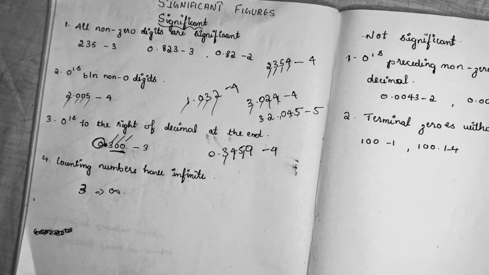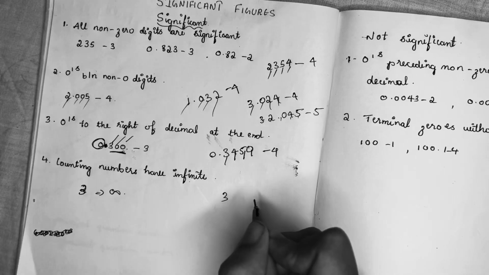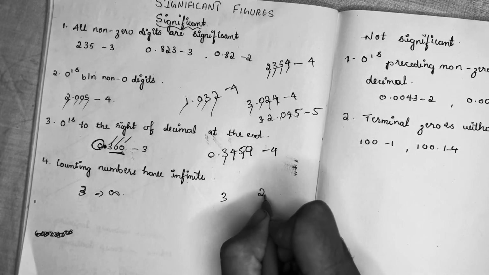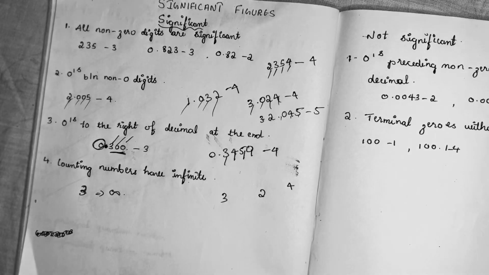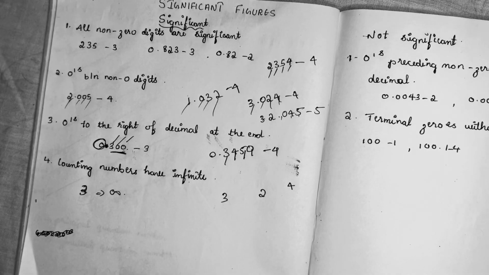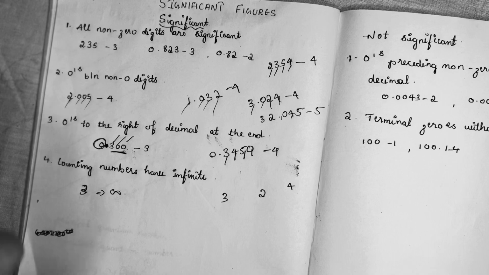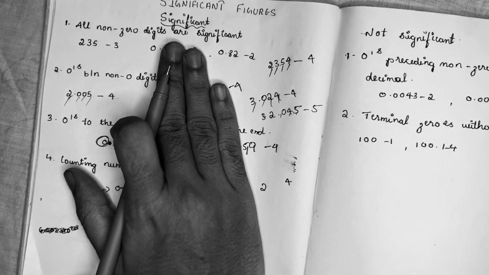And the next point is that counting numbers have infinite significant figures. Counting numbers, in the sense, when we write just 3, it will have an infinite number of significant figures. Then 2, infinite number of significant figures. 4, all these numbers will have an infinite number of significant figures. These are the rules; you can point out all these points. So again, these are the rules for significant figures.